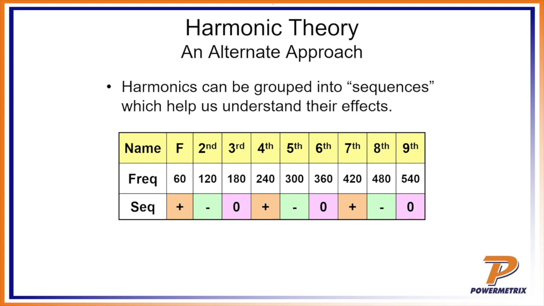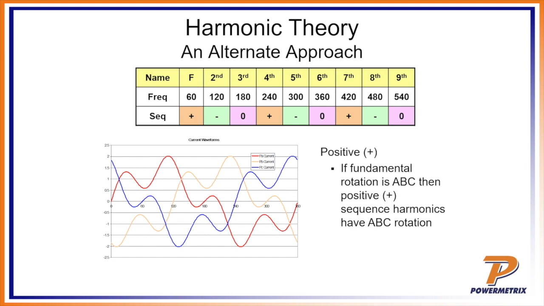For the positive sequence, we have the fundamental, the fourth, the seventh, and so on and so forth. For the negative, we have the second, the fifth, the eighth, and then for the zeroth, we have our thirds: our third, our sixth, our ninth, and so on and so forth. You're like, okay, Steve, that's very interesting. What does that mean in reality?